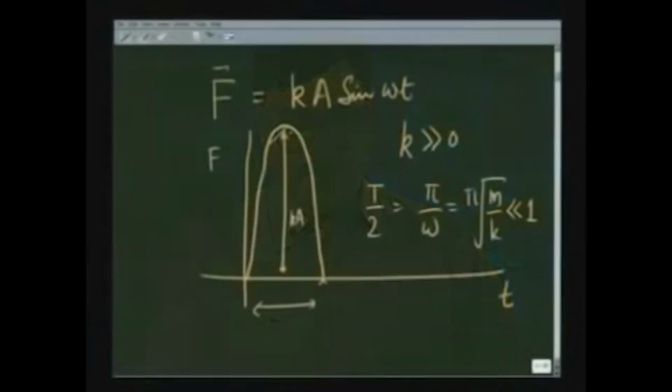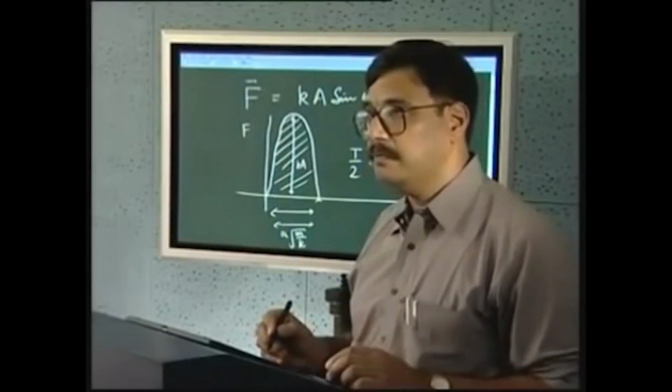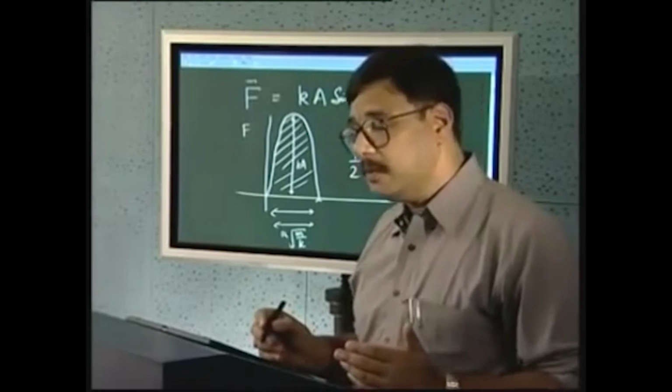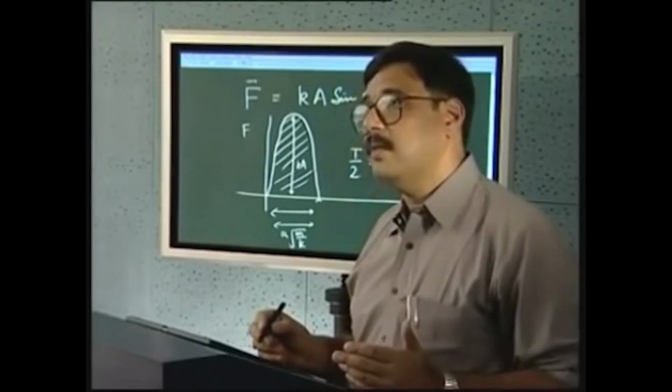So therefore, what you see is that there has been a very large force spread over a very small time, pi square root of m over k, because k is very large, this time is very small. So I may not even observe how the force is varying. All I see is ball hitting the wall and coming back.